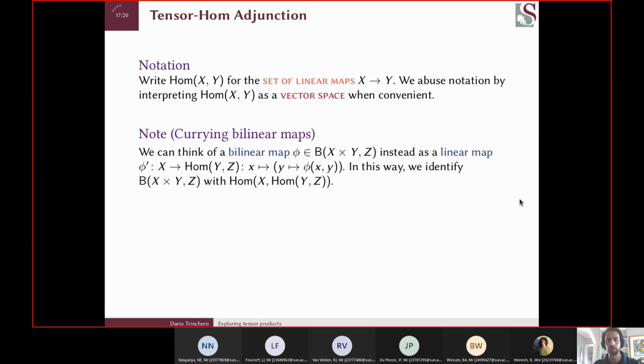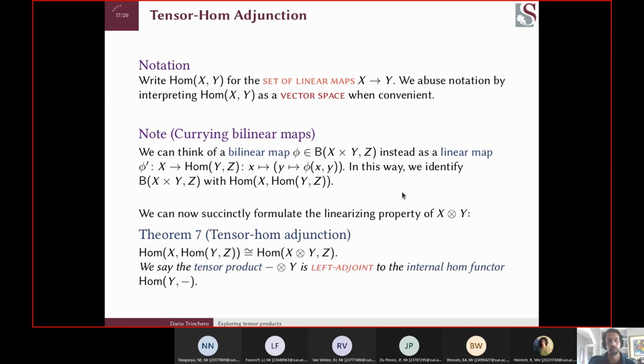This is sometimes in computer science called currying in the context of regular functions on regular sets. And in this way, we can identify bilinear maps from x Cartesian product y into z with linear maps from x into linear maps from y into z. So hom(x, hom(y, z)). And then this allows us to give the most succinct formulation of the linearizing property that we've seen so far. And this actually encodes the same thing as the universal property.